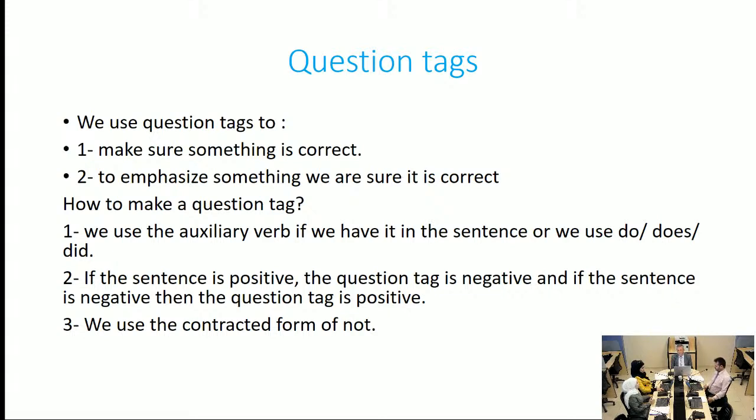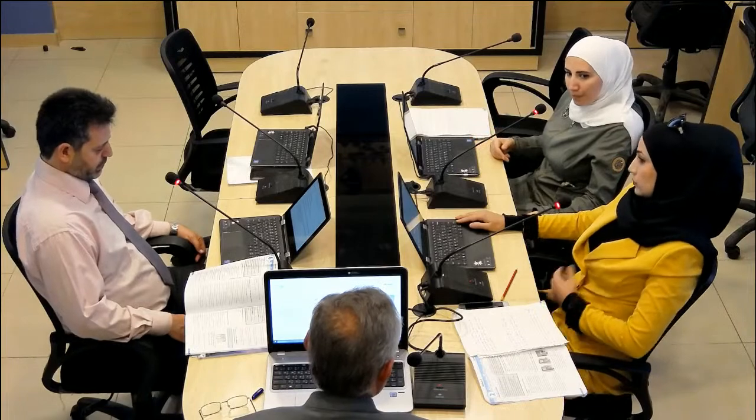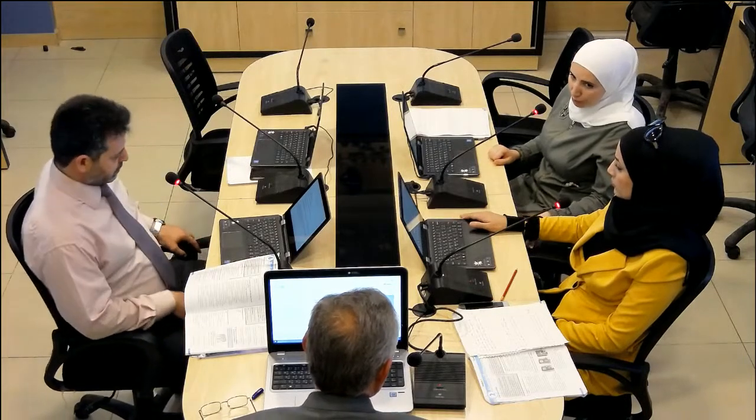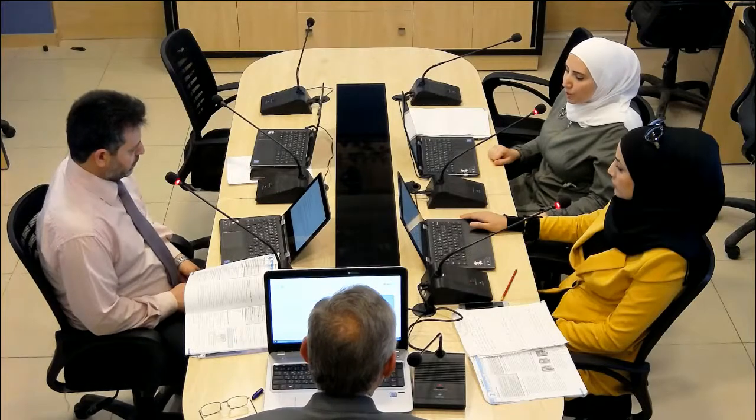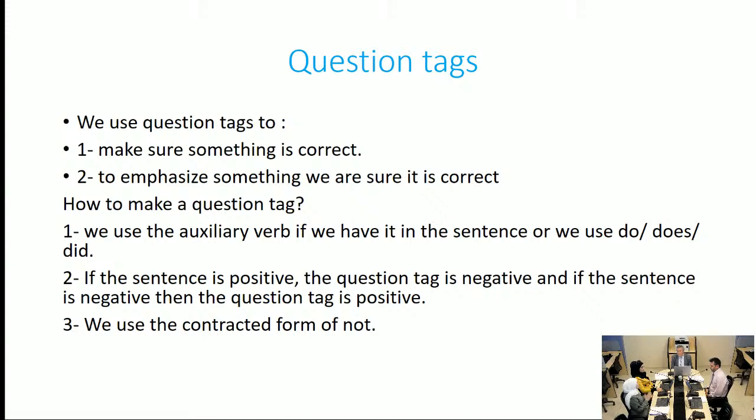Now, how to make a question tag? We have to depend on the auxiliary verb. If we don't have an auxiliary verb, we use the same auxiliary. If we don't have one in the simple present or simple past, we take help from the verb to do: do, does, or did for the past. Another important idea is that if the sentence is positive, the tag should be negative, and vice versa.